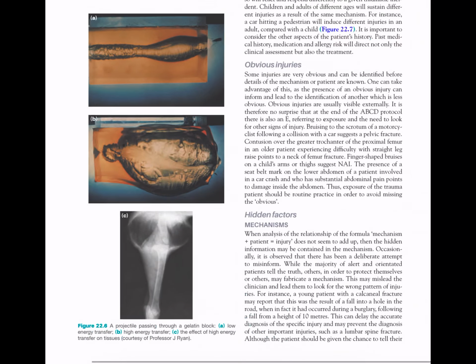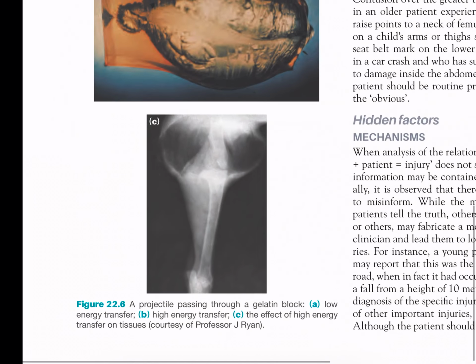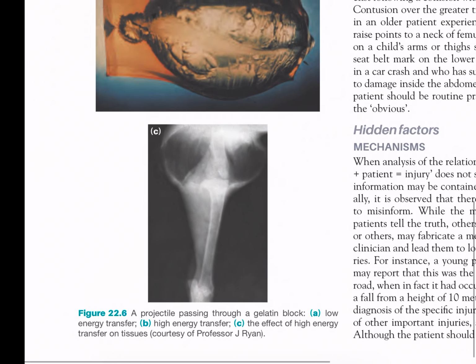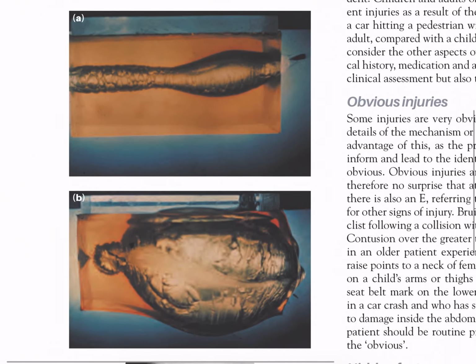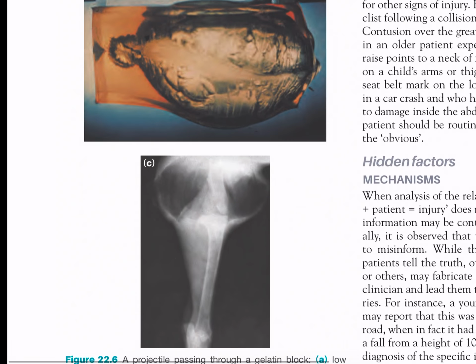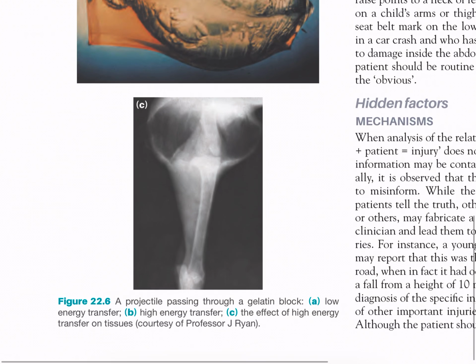Over here, figure 22.6, we can see a projectile passing through a gelatin block. In A, low energy transfer, and B, high energy transfer. We can see these two gelatin boxes. In A, we can see the bullet is passing with a low energy, and B with a high energy force. And C, the effect of high energy transfer on tissues is shown.